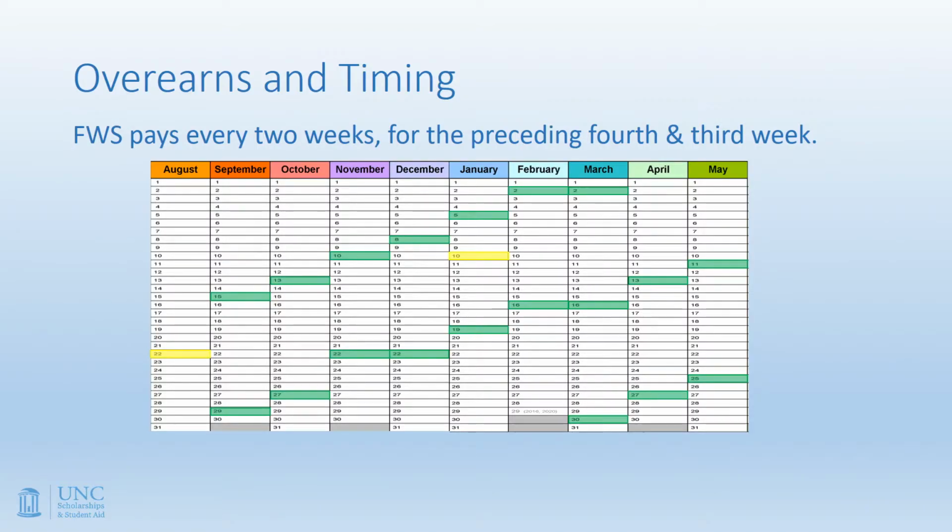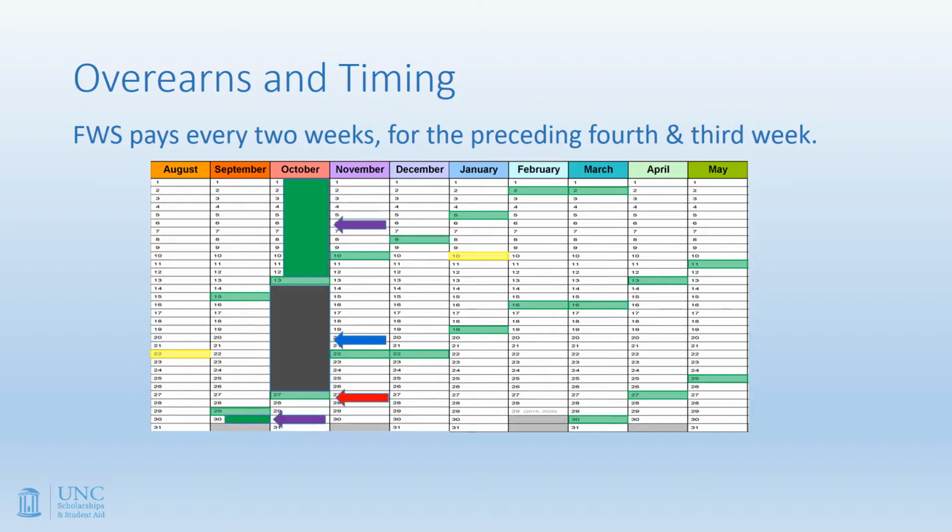Let me depict this a little differently. So work study, both the federal work study and the Carolina Works program, pays out every 2 weeks, but it's for the preceding 4th and 3rd week. So if we look at, say, a pay occurring on October 27th, that student is not being paid for the 14th through the 26th. They're actually being paid for September 30th through the 13th. So that's not weeks 1 and 2 prior to the pay date, but 3 and 4. This is that time delay, and this is what causes most of our over-earnings, is simply a lack of real-time information to students and supervisors.